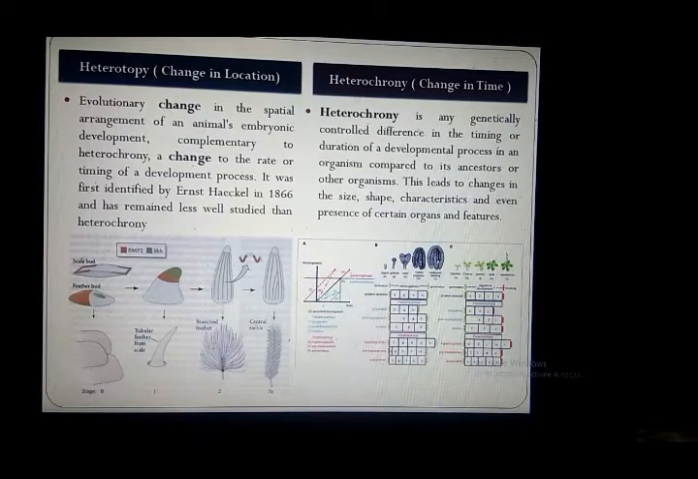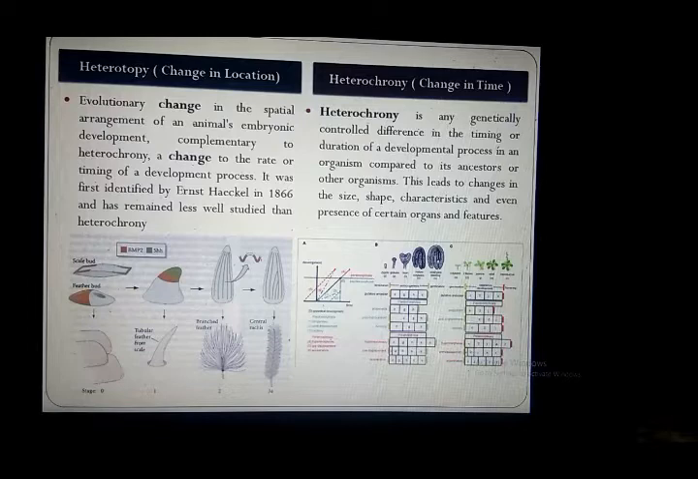Evolutionary change in the spatial arrangement of an animal's embryonic development, complementary to heterochrony, a change in the rate or timing of a developmental process. It was first identified by Ernst Haeckel in 1866 and has remained less well studied than heterochrony.